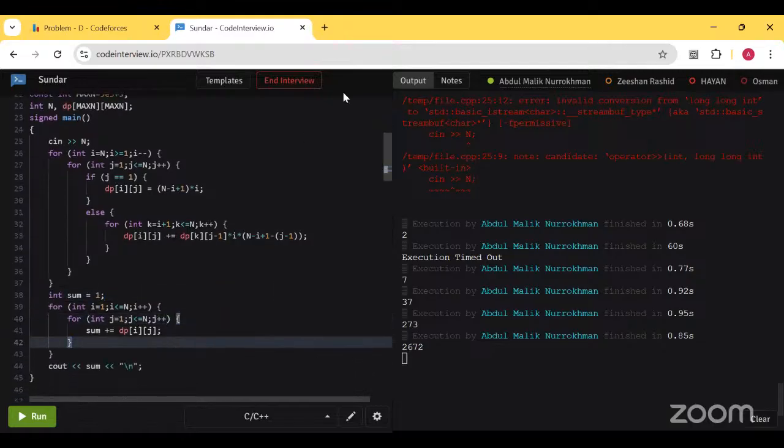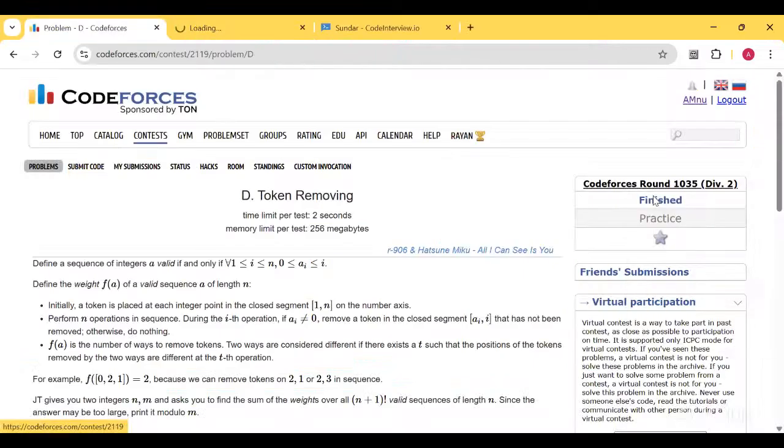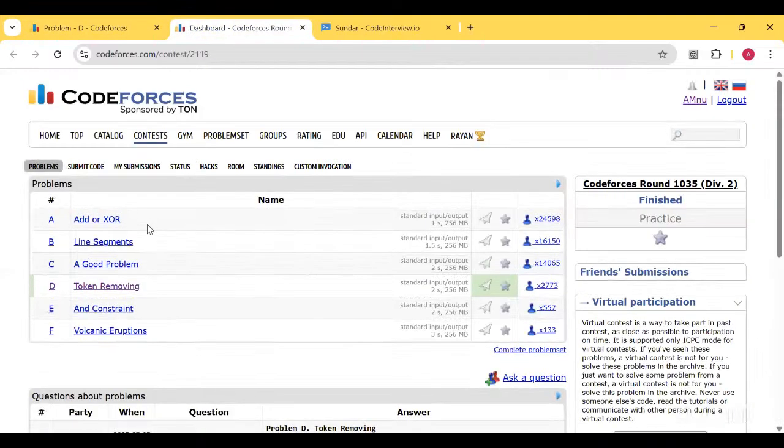All right, any question about this? So can you solve this problem?